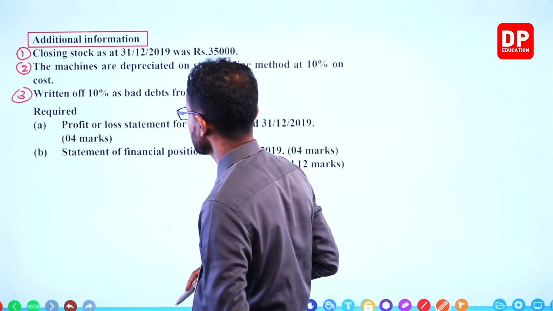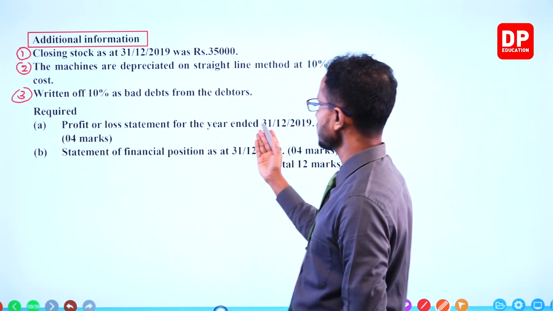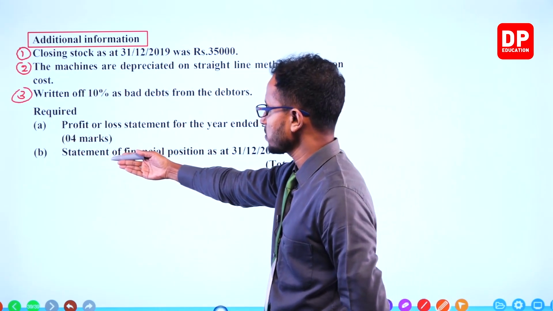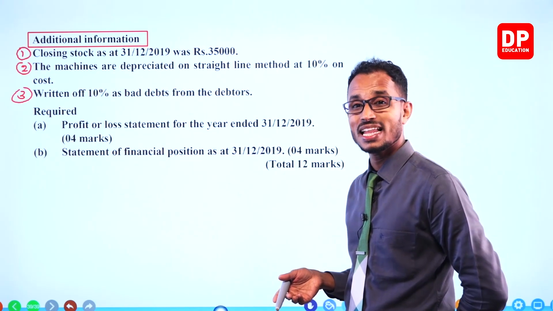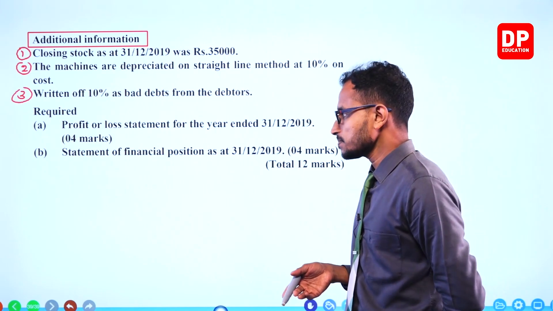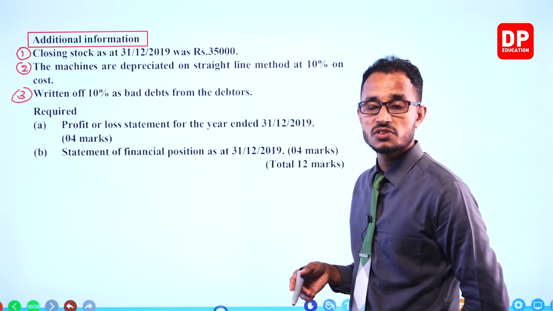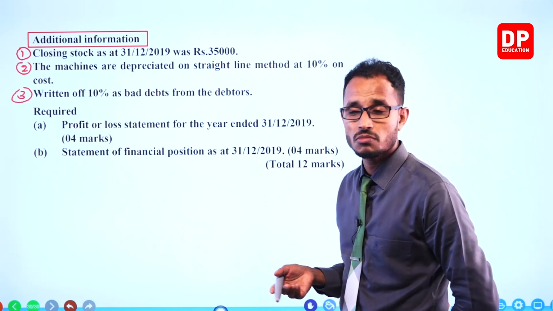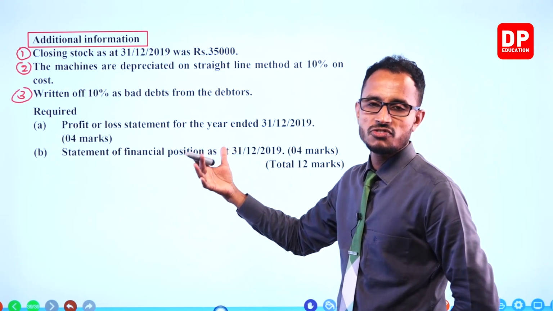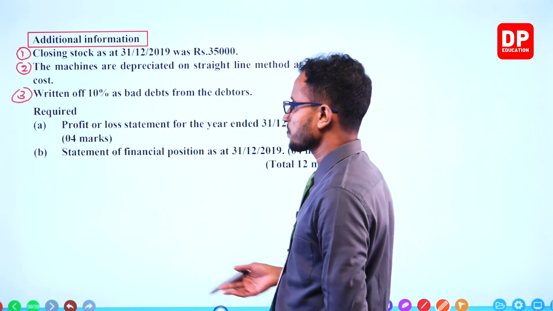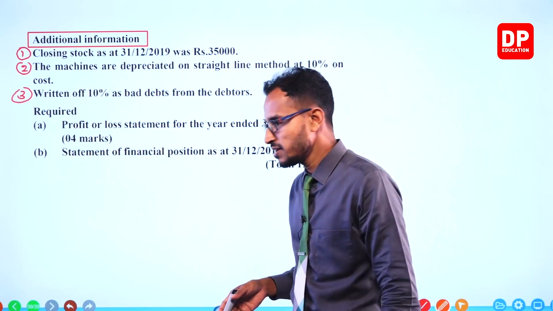But first of all, what we have to do: profit or loss statement for the year and statement of financial position as at 31st December. The balance sheet. The balance sheet is the word that we used before. After the syllabus revision, somewhere in 2000, I can't remember, the name of the balance sheet was changed to statement of financial position. Not relevant to you, okay?